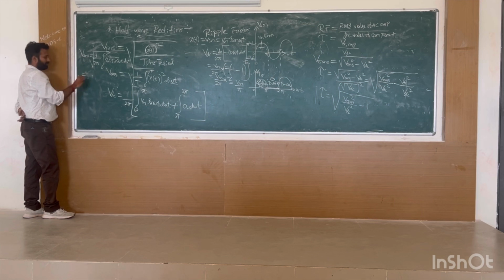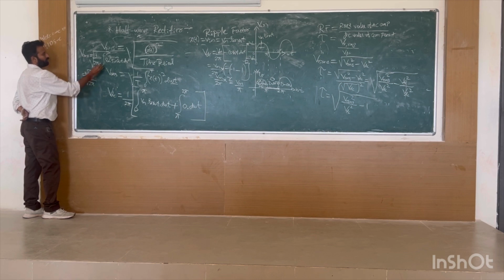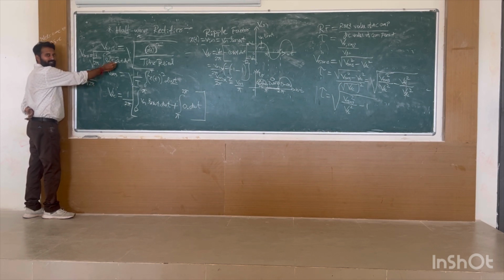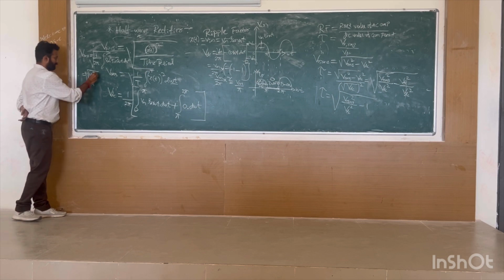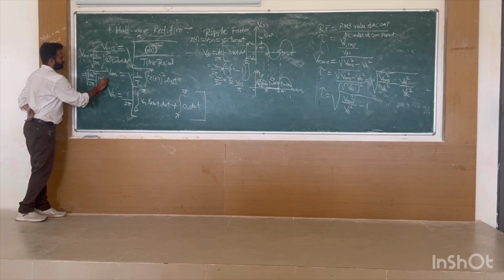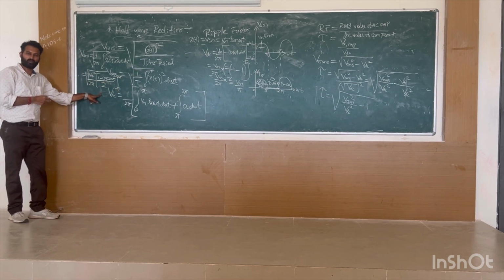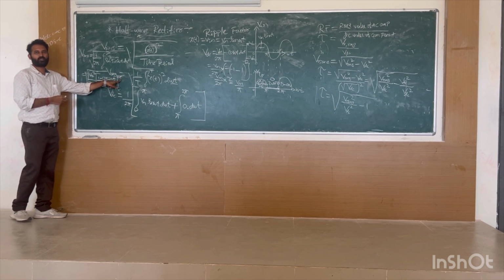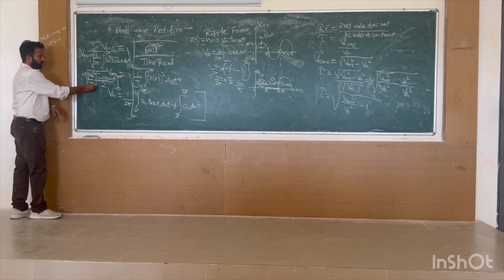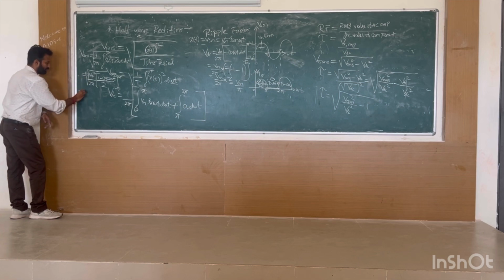Otherwise, let us do this. Vm square by 2 pi. What is the integration of sin square theta? Good. 1 minus cos 2 omega t divided by 2, in the range 0 to 2 pi. Now 2 into 2, 4. Vm square, and 4 I will take outside. What will it become? Vm by 2.